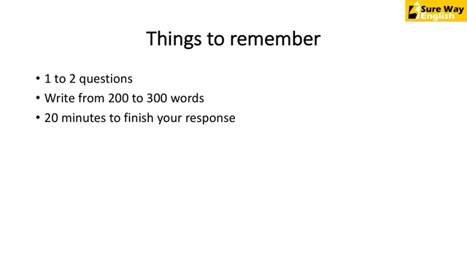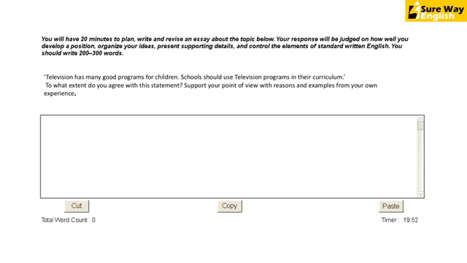Okay, this is what the screen will look like. At the top, it's just the description of what the question type is about. Below that, you'll have your essay topic. There'll be a statement, and then the essay might ask you whether you support or oppose the particular statement. So, whether you agree or disagree with the statement, and you have to support your point of view with reasons and examples from your own experience.